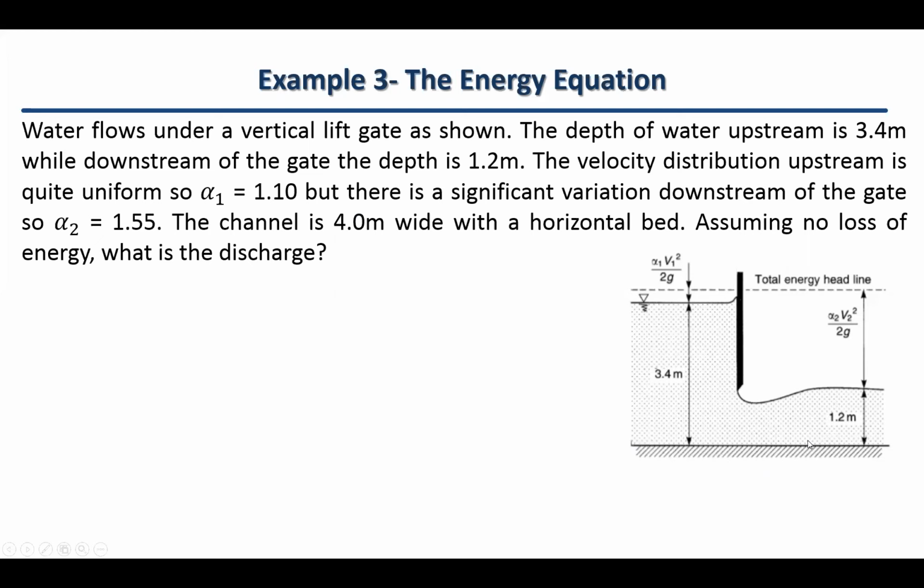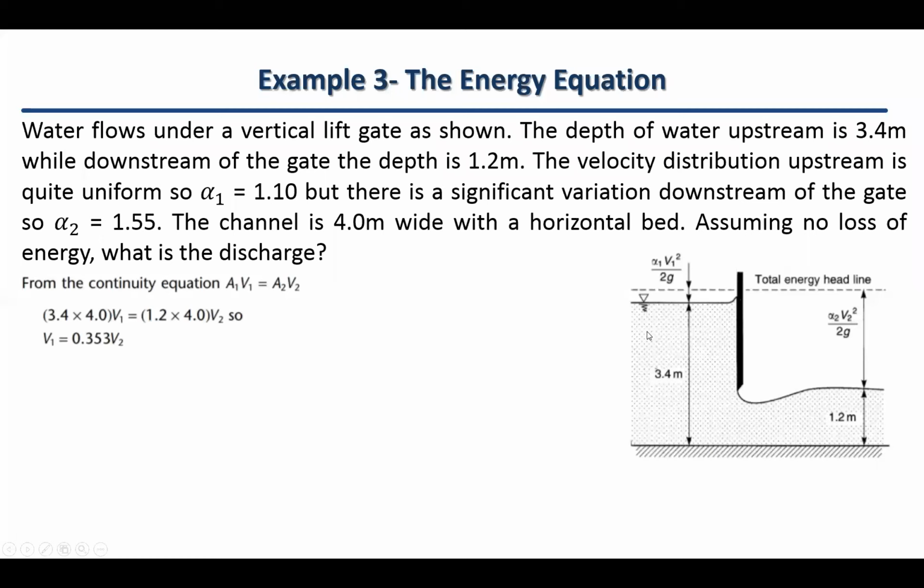For example, before and after there might be some sort of gradient, but for this example it is completely horizontal, which is absolutely fine for a very short distance. Assuming that we have no energy head loss, the question here is to calculate the discharge. So let's see how we can calculate the discharge here.